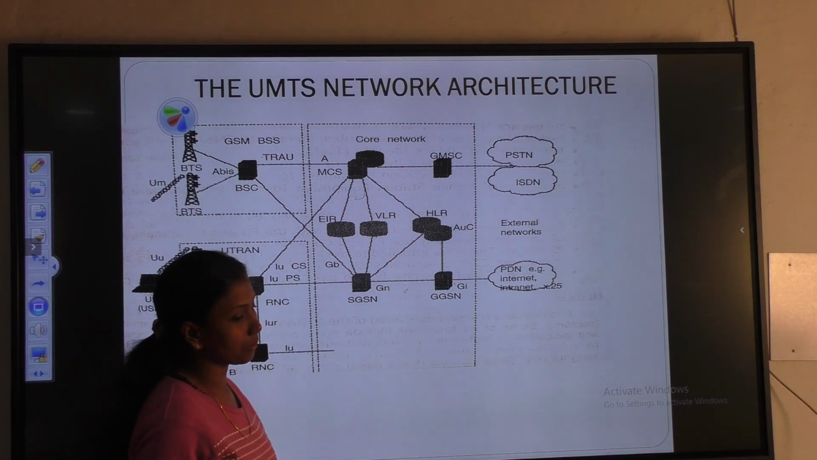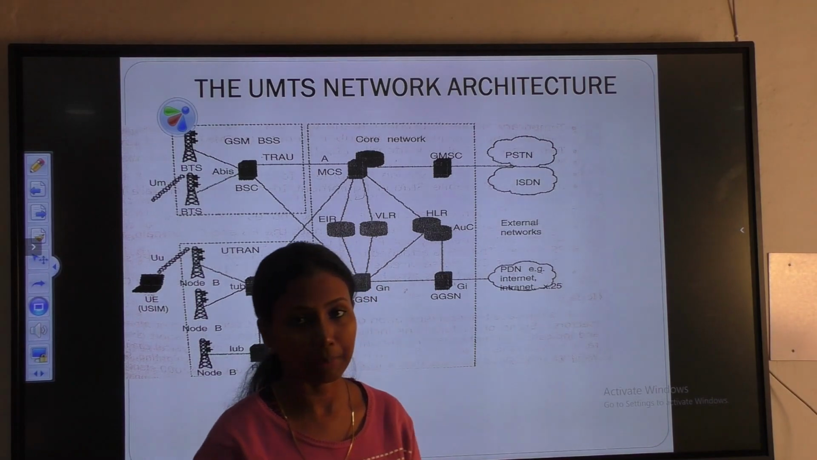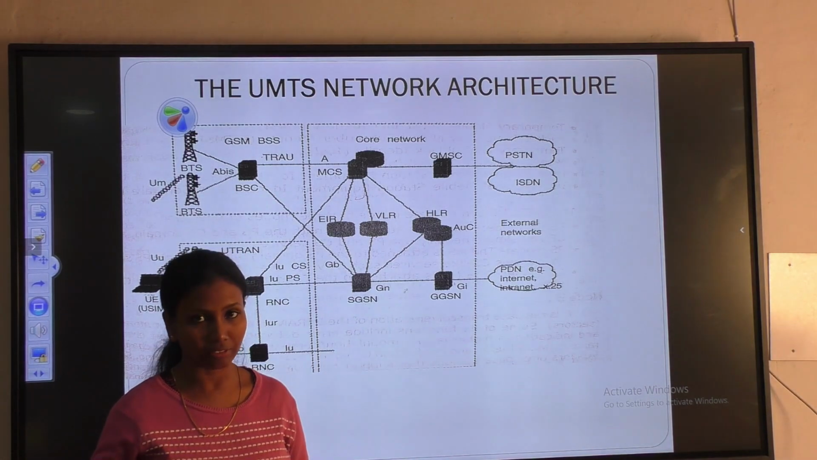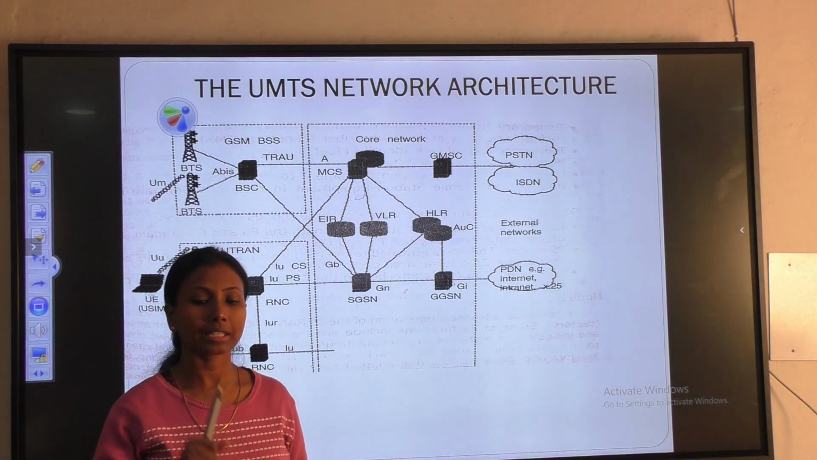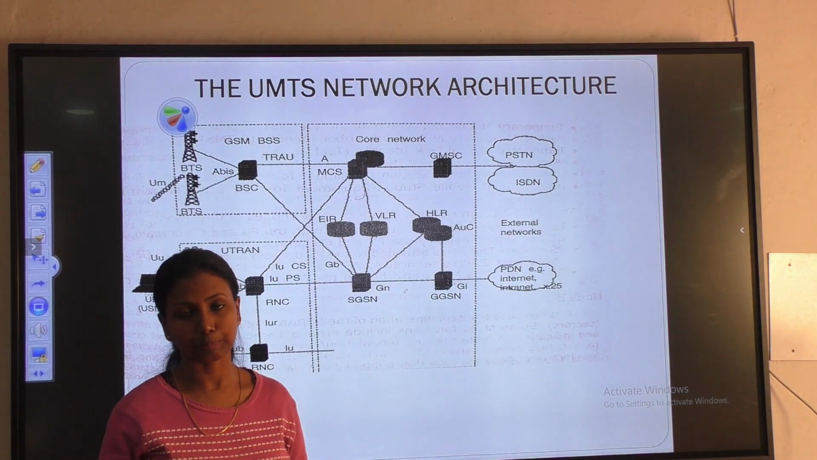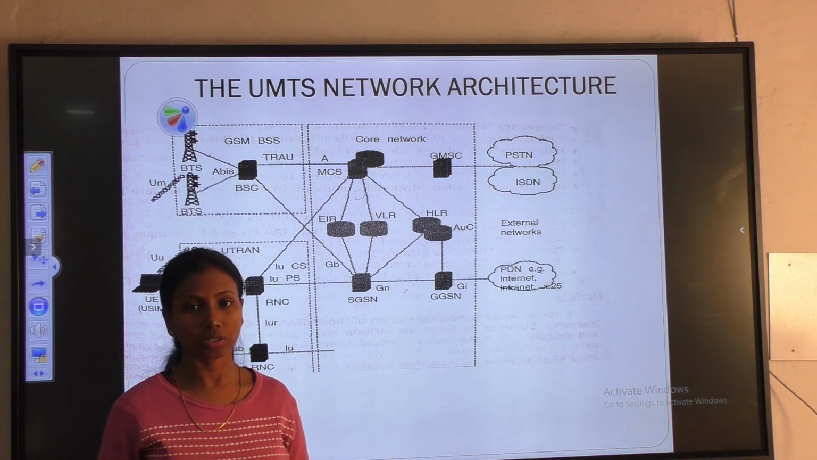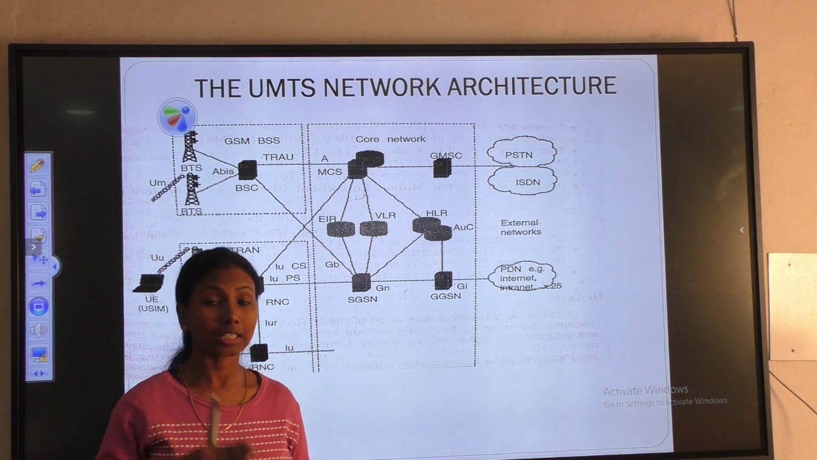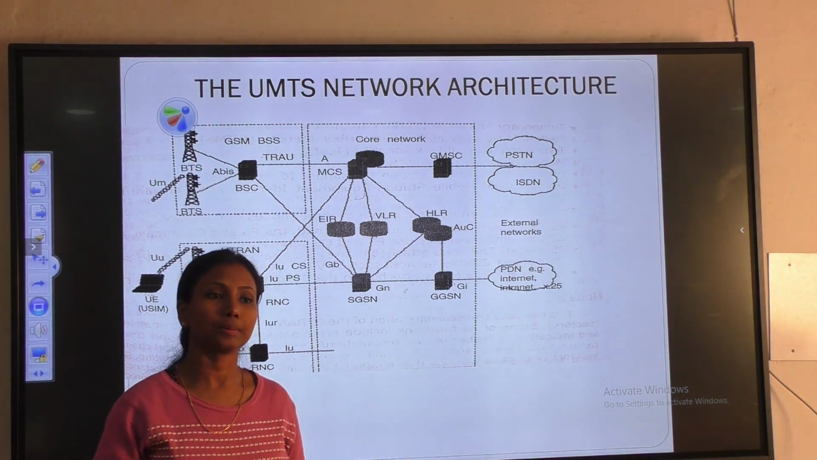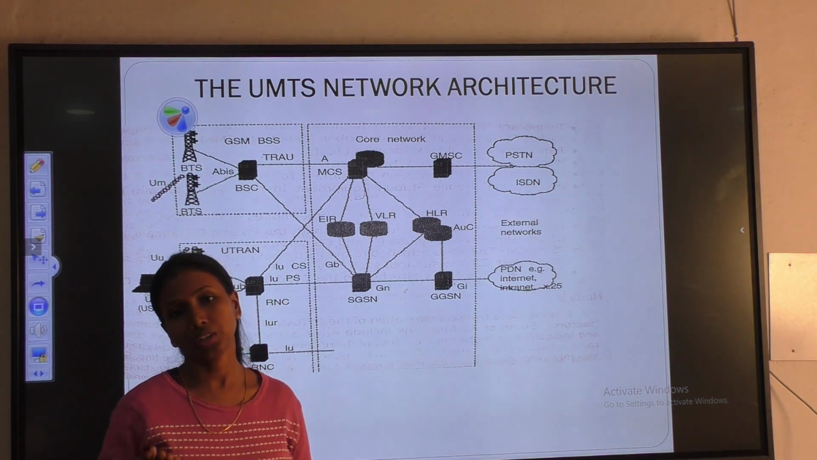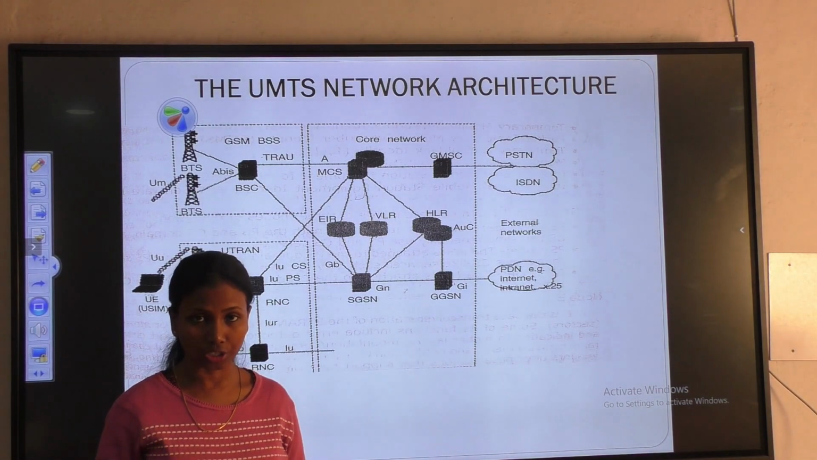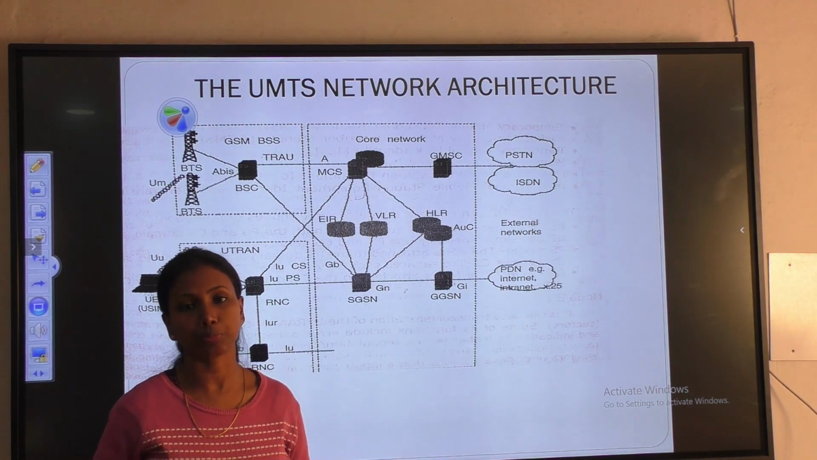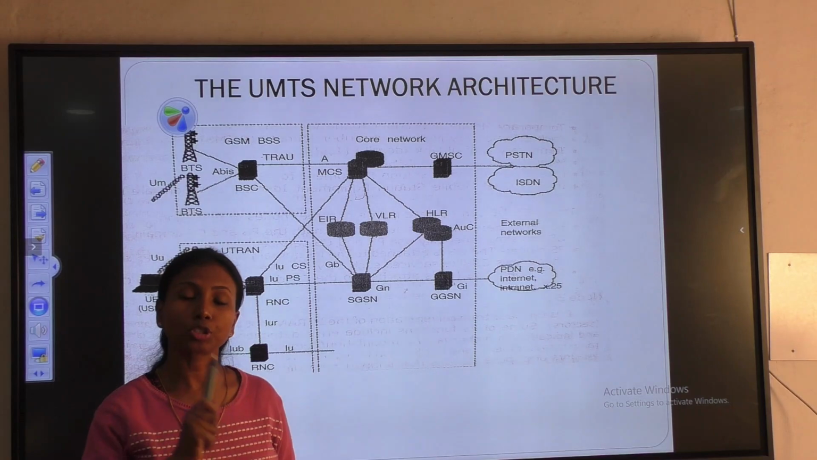So circuit switching means, in previous systems, it only supported circuit switching. So if the circuit is available, then communication will be possible, and it only supports the calling services. As I said, it did not support the data services. But here the UMTS supports both circuit switching plus packet switching. Whenever we are talking about packet switching, obviously there is the use of the Internet Protocol. Okay, so it supports both.